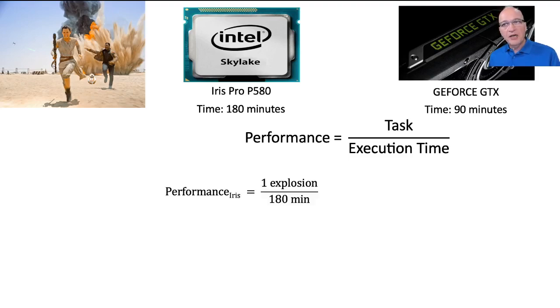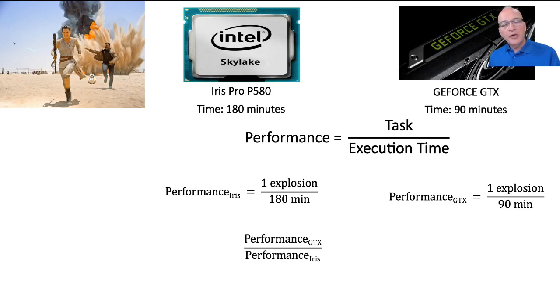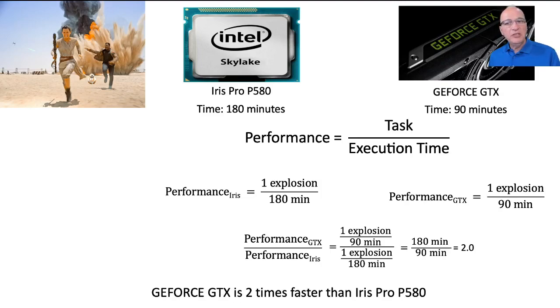The performance of the Iris one will be one explosion in 180 minutes, and the performance of the GTX is one explosion in 90 minutes. Now, if I want to compare, then I have the higher performance divided by the lower performance. So I have that the difference in performance between them is also 2, like in the previous example. And I will say that the GeForce GTX is 2 times faster than the Iris Pro P580 for the rendering of this one explosion in the movie.